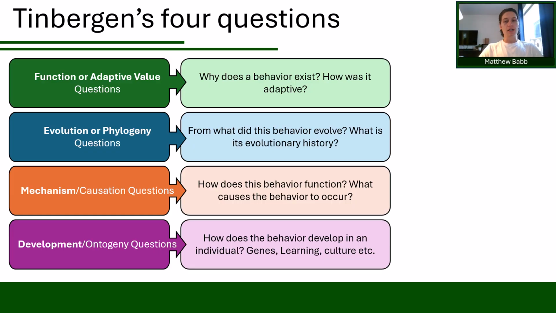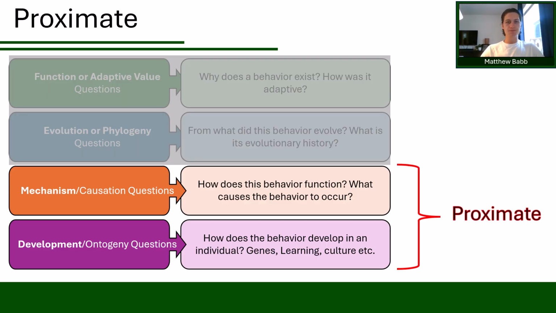So in the last lesson, we focused mostly on two of Tinbergen's questions, namely the ultimate questions. We looked at why behaviors exist, what function or adaptive value they serve, as well as their evolutionary history, or maybe like the timeline of the behavior. However, now we're going to shift to his proximate questions.